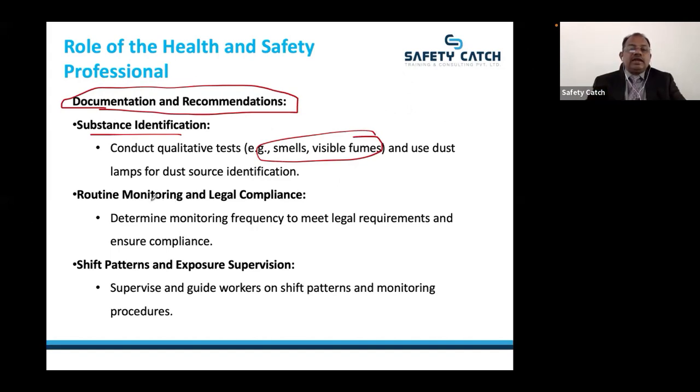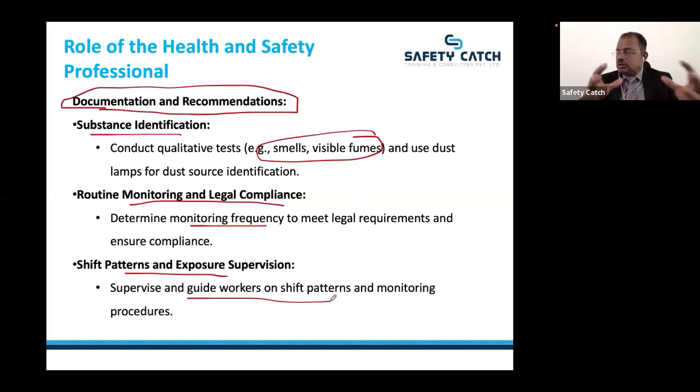Routine monitoring and legal compliance. So all this monitoring frequency, we have to comply with that. Like health monitoring of the employees, maybe once in 6 months. We have to comply with that. Or the other monitoring things, workplace monitoring and measuring, shift patterns and exposure supervision. So we have to guide workers on shift patterns and all the monitoring procedures, whether they are working for 8 hours or for 10 hours. Accordingly, we have to evaluate and tell the industrial hygienist about this.